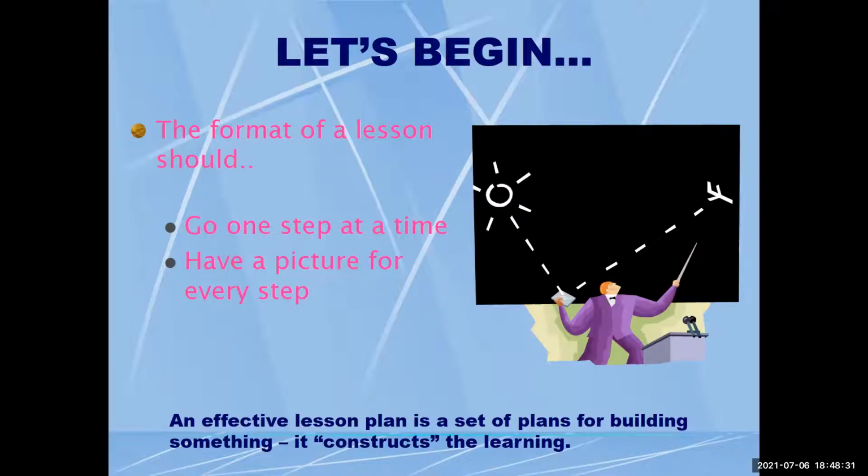The format of a lesson should go one step at a time. Okay, it would be more effective if you have a picture for every step, because most of the students are visual learners. An effective lesson plan is a set of plans for building something. It constructs the learning.